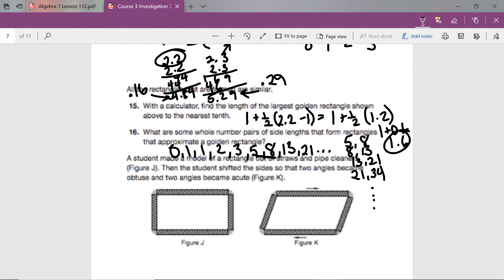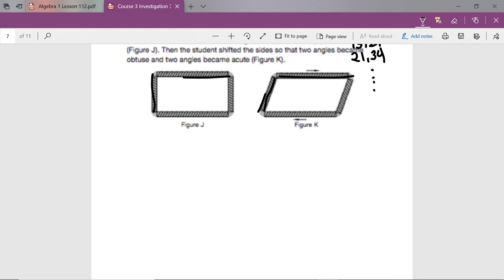Okay, continuing on, we're going to look at some symmetry here, answer a few more questions. This is definitely a longer investigation, but that's okay. We look at a lot of really good things. So a student made a model of a rectangle made out of straws and pipe cleaners. Then the student shifted the sides so that two angles became obtuse and two angles became acute. So same lengths here. This length corresponds to this one and it's the same. This length is the same as this. They haven't changed the length of the straws. They've just shifted them. So what actually happened with figure J and K?